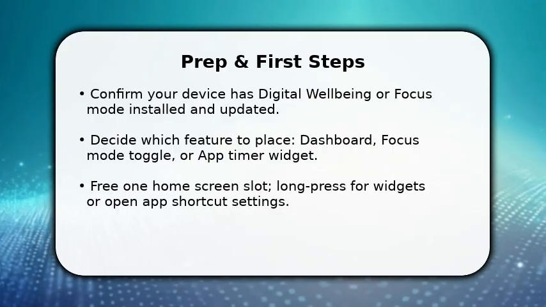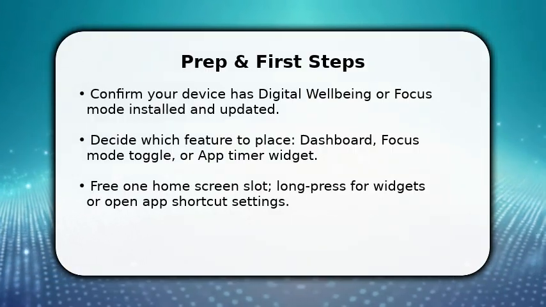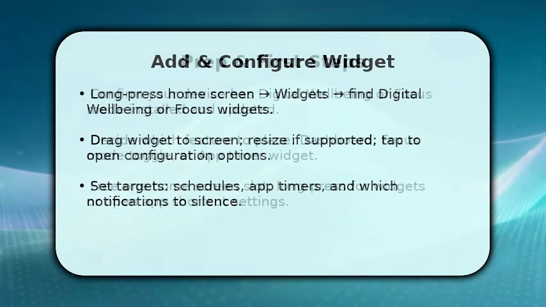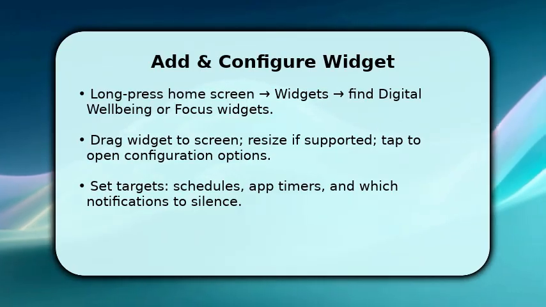Next, long press an empty area to open widgets. You'll need that menu for the immediate next step. Now drag the chosen Digital Wellbeing widget onto the home screen. Make sure to place it where it's visible and convenient.